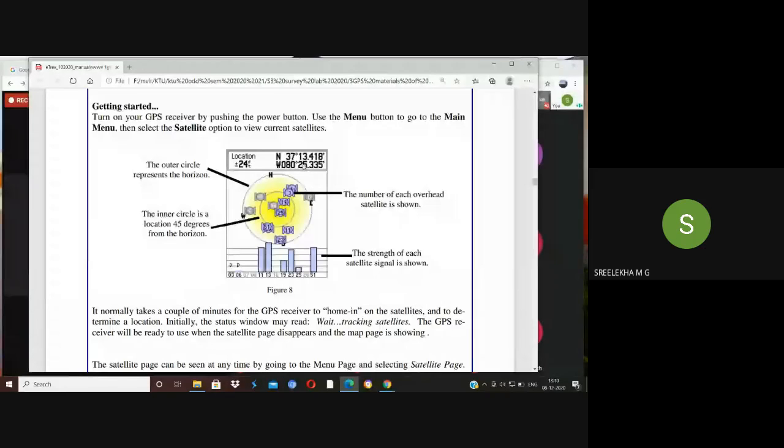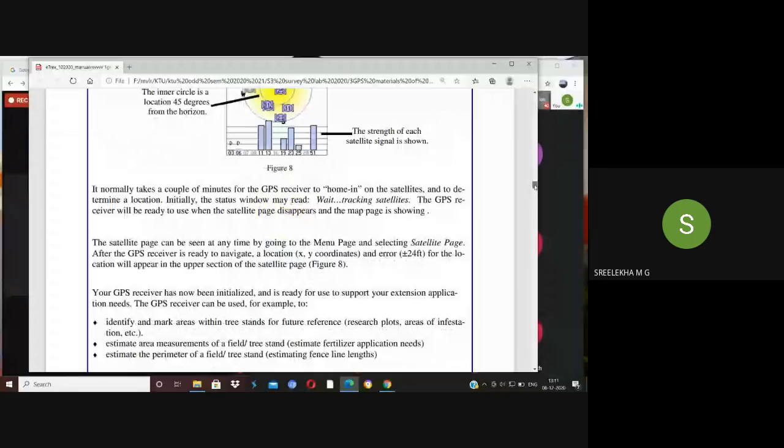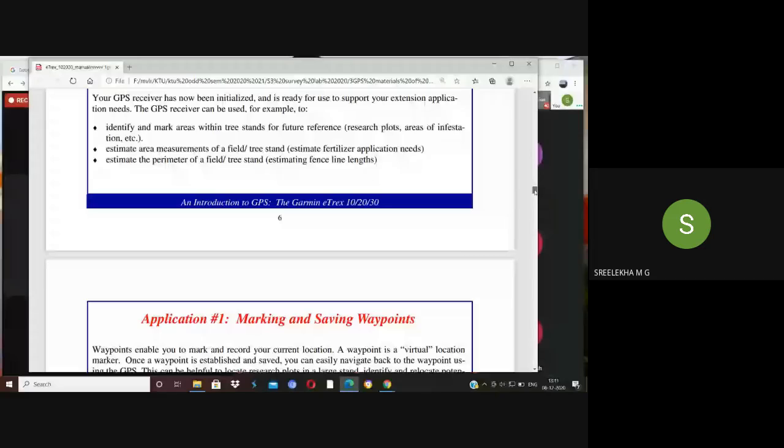Okay, and now at the bottom we can see the strength of the satellite signal. We already know satellites send signals, and the strength of those signals is shown here. So from this we can identify whether the signal is highly strong or less intense, like that. Okay, that's all. So this is the satellite page. Details will be got. So once the satellite details are visible, next we can go to our survey.